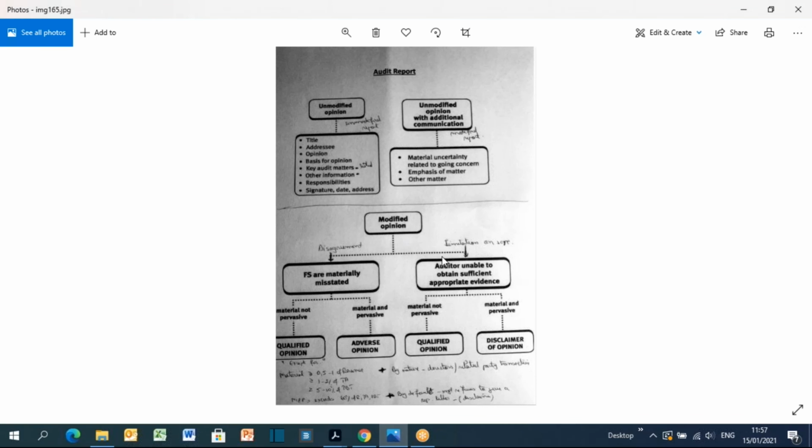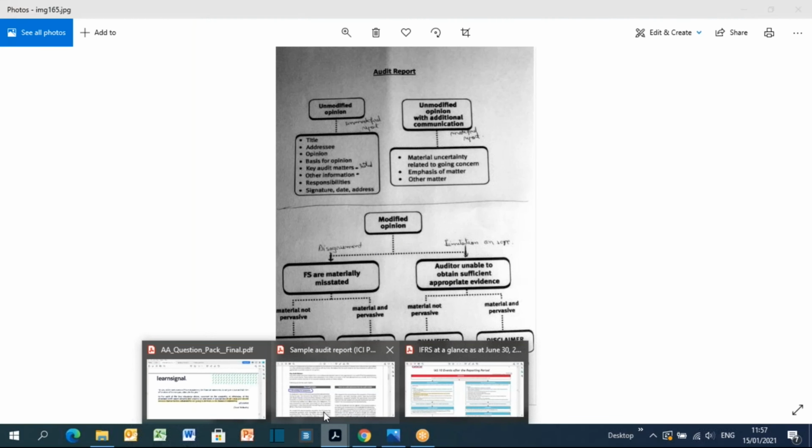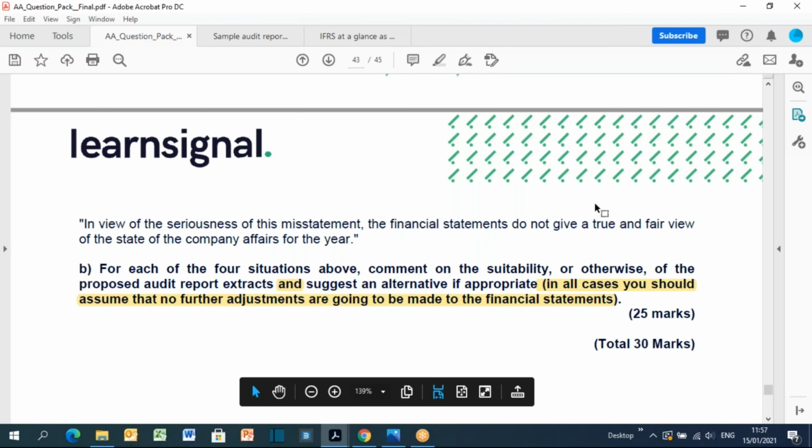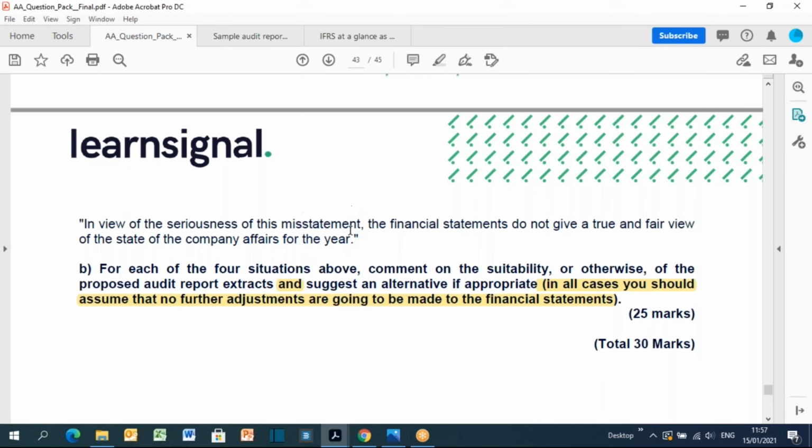So they're not here saying we are unable to obtain sufficient appropriate evidence to give one of these two opinions. They are here. The financial statements are misstated, and in their opinion, pervasive. So the audit opinion given was an adverse opinion.